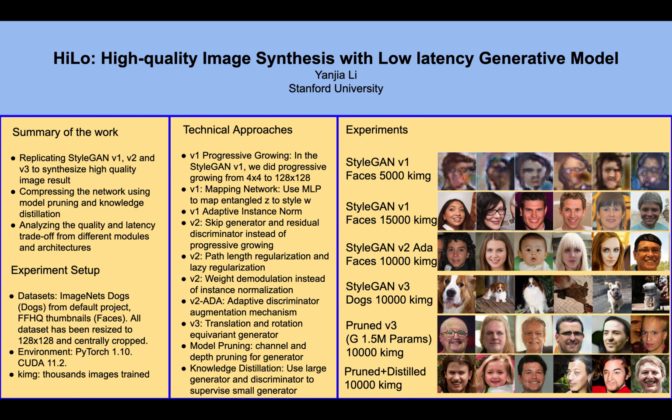But after adding distillation, which did both mean square error between the teacher generated output and the student network output, and also has the teacher discriminator to supervise the smaller generator. With this distillation, we can get a lot better results for the small model, despite it only having 1.5 million parameters.